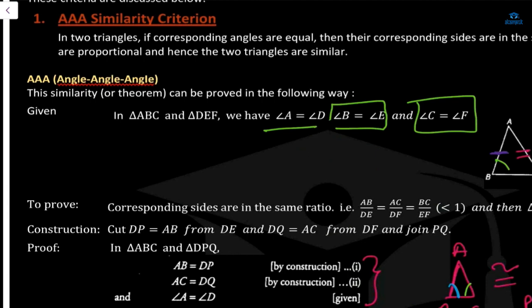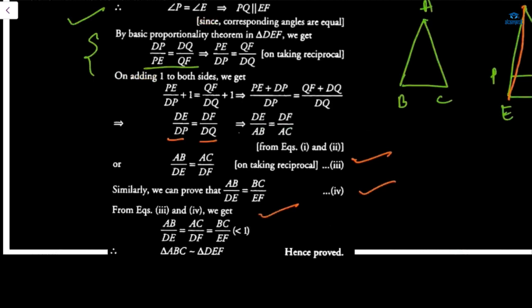How can we say that the two triangles are similar? When you are using this AAA criteria, you only need to mention which three angles you are taking. You don't need to do the proving. This proving is for you to understand how this theorem is derived, how AAA came into existence.